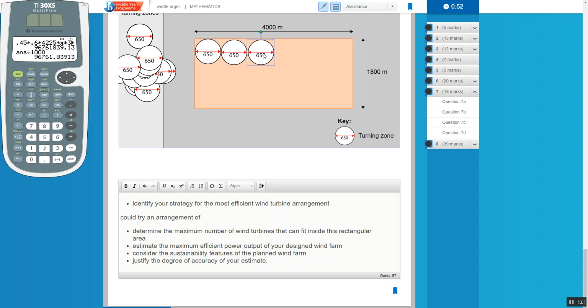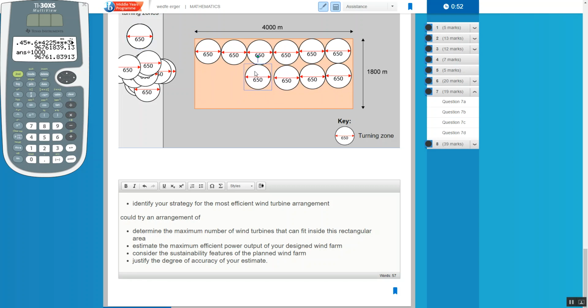1, 2, 3, 4, 5, 6. Arrangement of 6 by 2, which allows us to have, so an arrangement like this, we could have 1, 2, 3, 4, 5, 6, 7, 8, 9, 10, 11, 12, 13, 14.